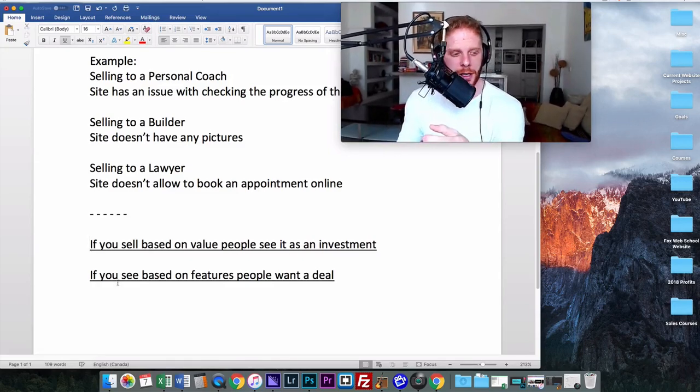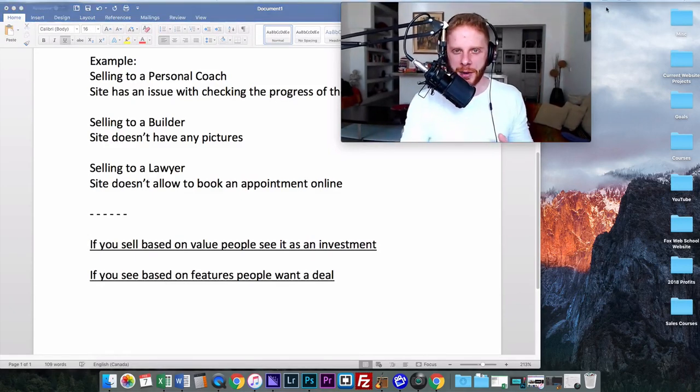On the other side, if you sell based on features, all people care about is a deal. They want it cheap because it doesn't really mean that much to them. So the only way they're going to buy is if they get a lot of stuff for a very low price.